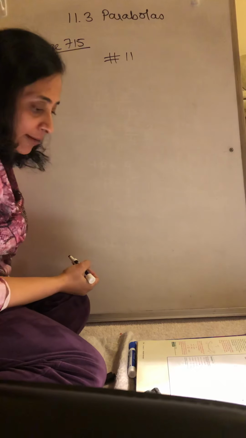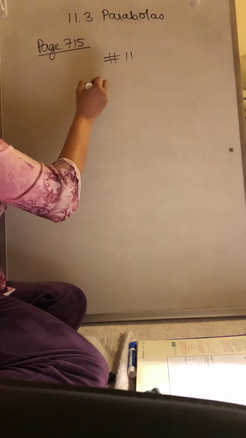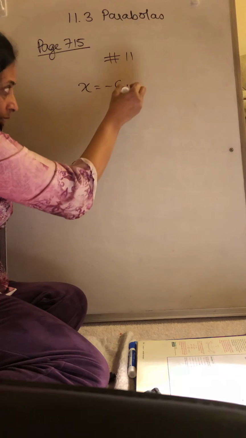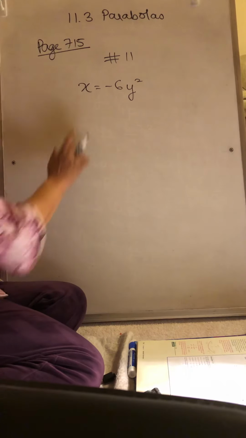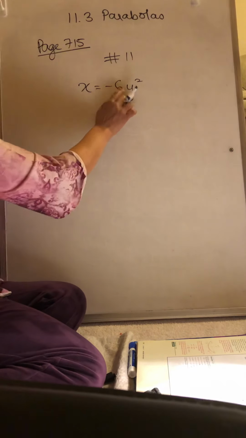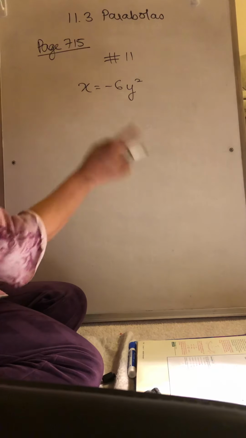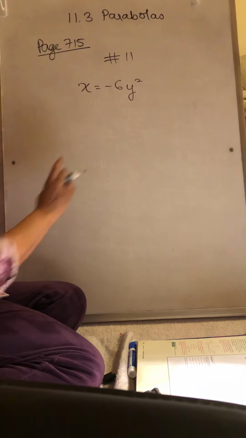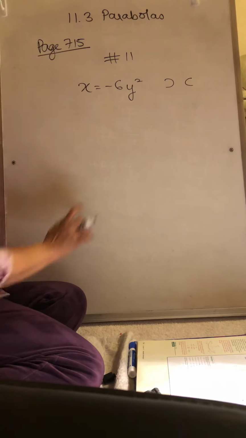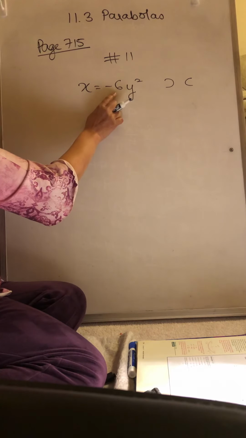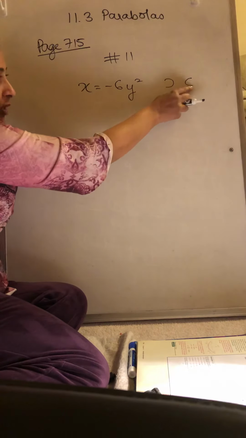So let's look at 11. It says x equals negative 6y square. Just looking at this, what are the things I observe? X is linear, y is quadratic. Which means, is it up, down, or left, right? X is linear, so I know it is left or right. What does this negative 6y square tell me? It means my p is going to be negative, so it's not going to be the right, it's going to be the left.